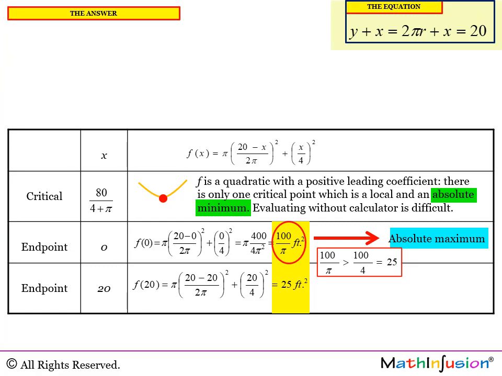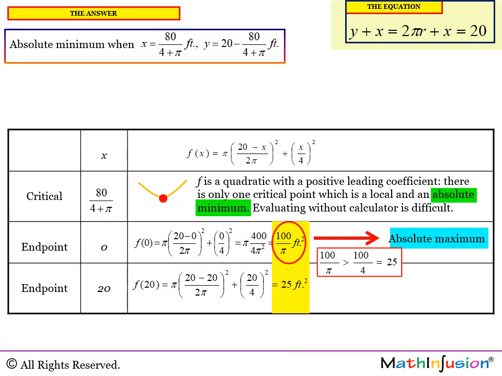So now let's find the answer. The absolute minimum is when x equals 80 over 4 plus pi feet. So I need to find y, which is just 20 minus x, so it's 20 minus 80 over 4 plus pi feet. The absolute maximum is when x equals 0, which means that y equals 20. What does it mean? It means that the whole wire is bent only into a circle.